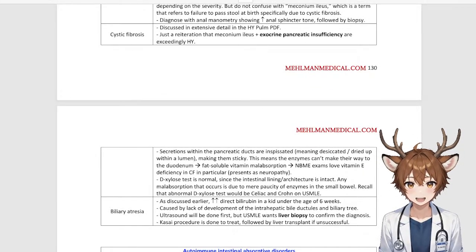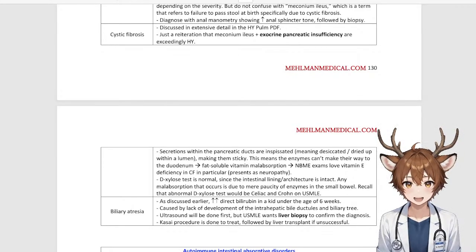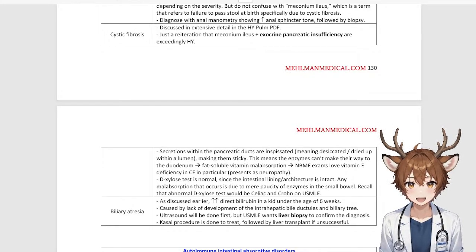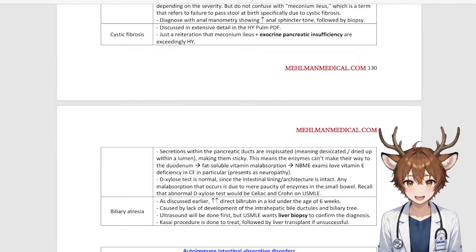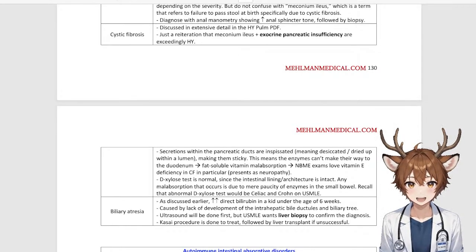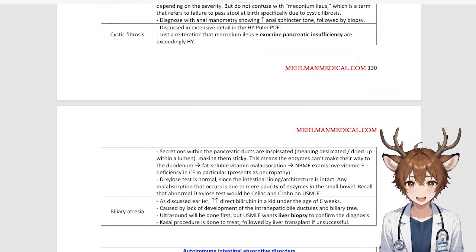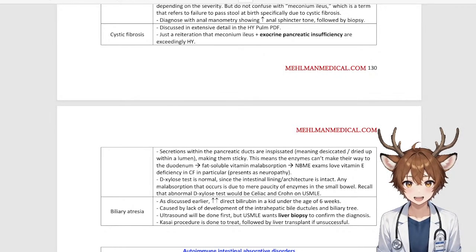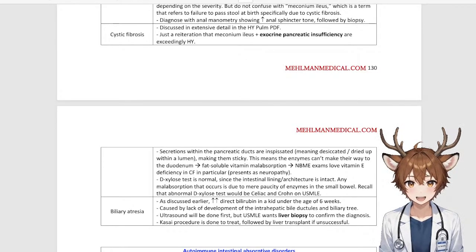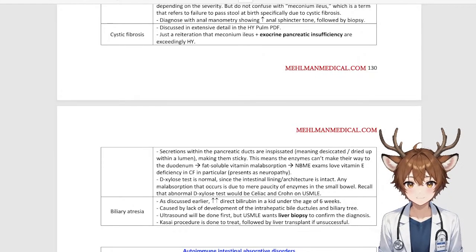Cystic fibrosis, discussed in extensive detail in the high-yield pulmonary PDF. Just a reiteration, the meconium ileus plus exocrine pancreatic insufficiency are exceedingly high yield. Secretions within the pancreatic ducts are inspissated, meaning that they are desiccated/dried up within the lumen, making them sticky. This means that enzymes can't make their way to the duodenum, leading to fat-soluble vitamin malabsorption. NBME exams love vitamin E deficiency, and CF in particular presents as neuropathy.